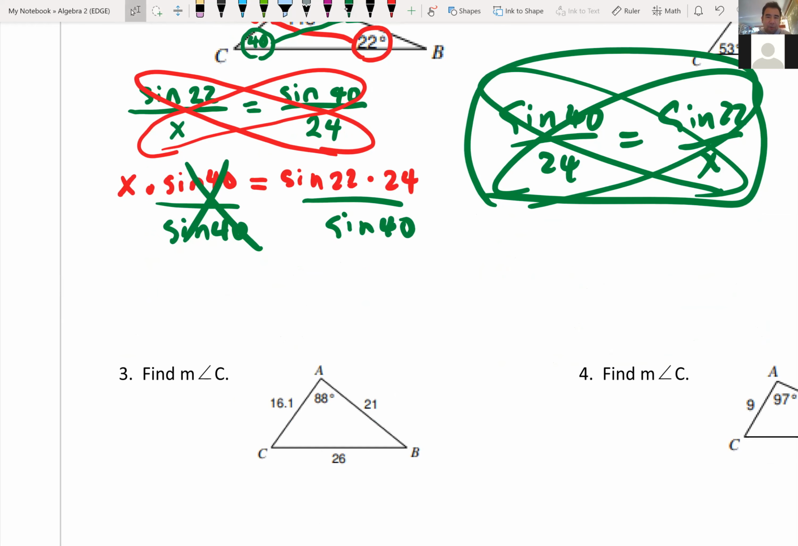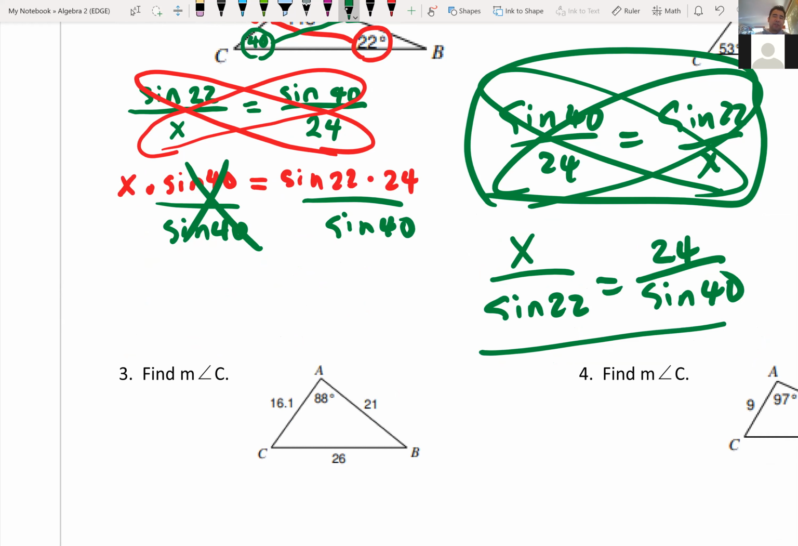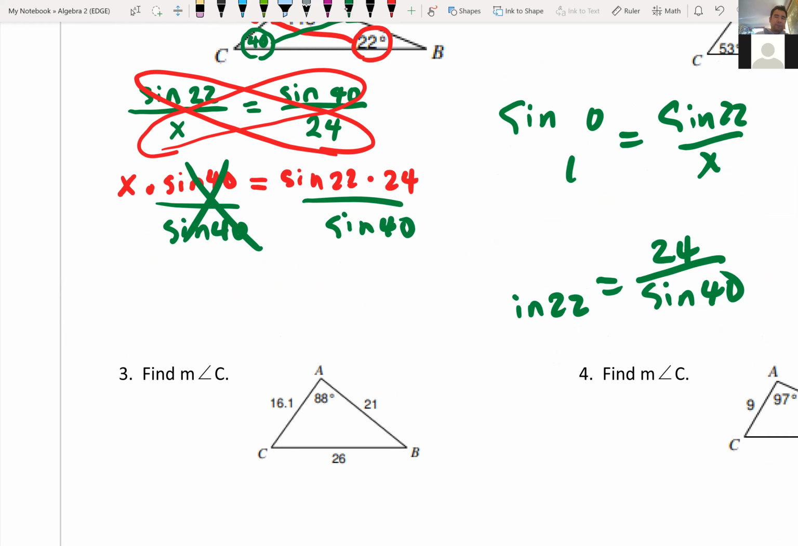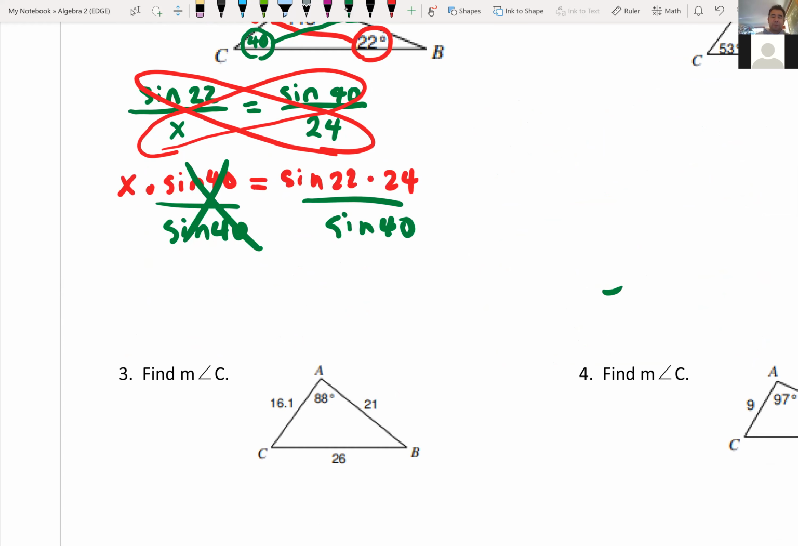You could also write it as x over sine of 22 equals 24 over sine of 40. All of them will work, essentially doing the same thing. And then you get x equals 13.99, or if you round off to the tenth place, 14.0.